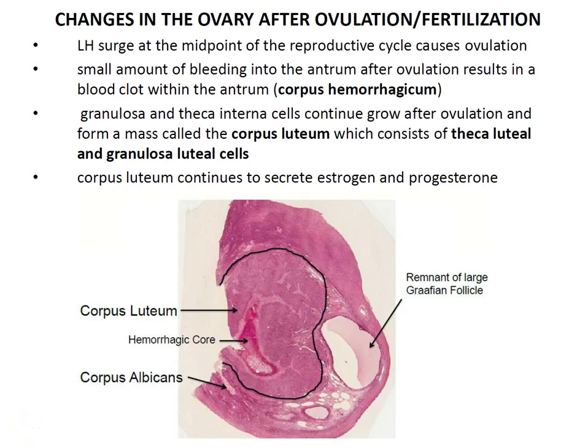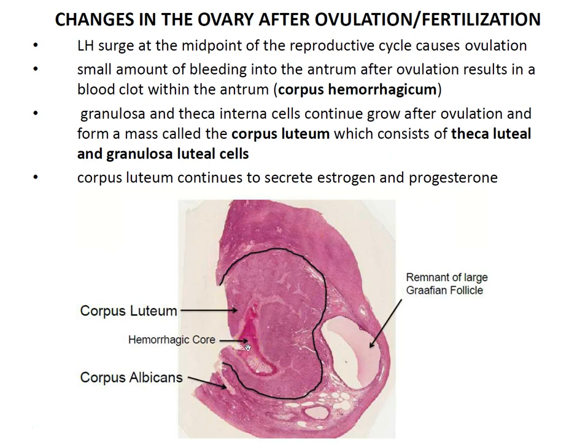Now let's look at the changes in the ovary after ovulation or fertilization. A surge in luteinizing hormone at the midpoint of the reproductive cycle causes ovulation. After ovulation, a small amount of bleeding from the capillaries in the theca interna layer occurs into the antrum, which results in the formation of a blood clot known as the corpus hemorrhagicum. You can see a hemorrhagic core here.